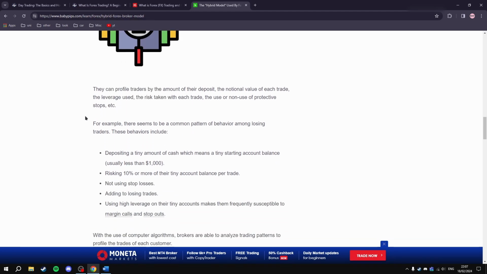For example, there seems to be a common pattern of behavior among losing traders. These behaviors include depositing a tiny amount of cash, which means a tiny starting account balance, usually less than 1,000, risking 10% or more of their tiny account balance per trade, not using stop losses, adding to losing trades. Using high leverage on tiny accounts makes them frequently susceptible to margin calls and stop outs. Right, so should not do this then, basically.